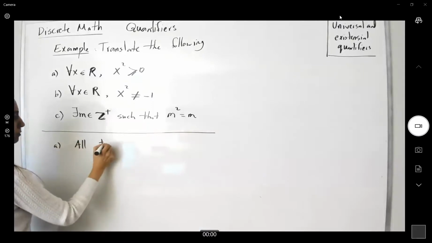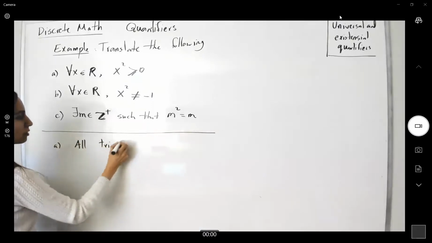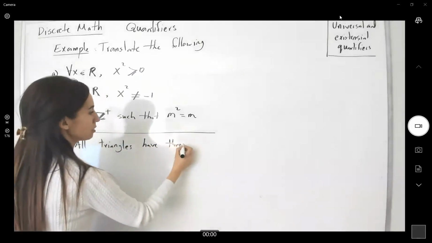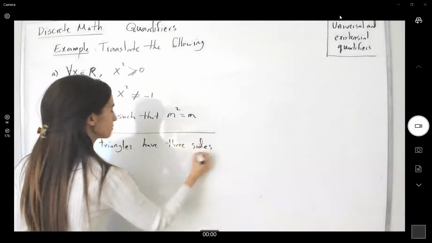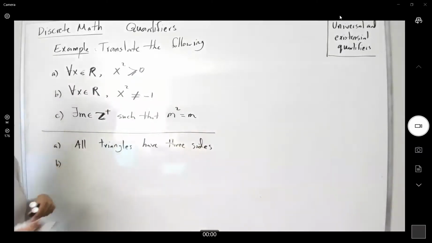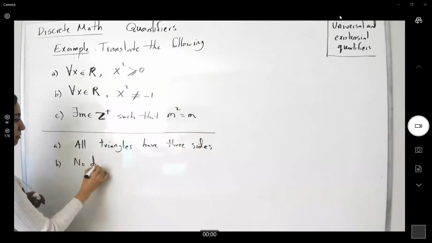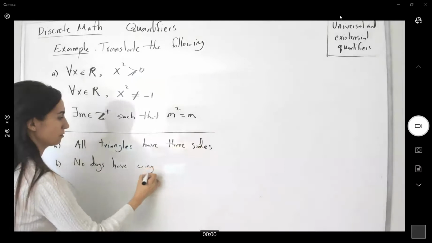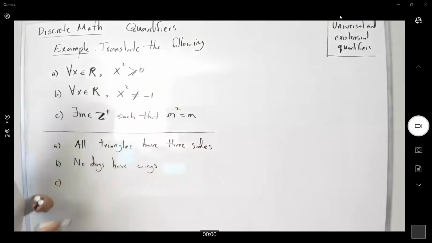A: all triangles have 3 sides. B: no dogs have wings. And C: some programs are structured.